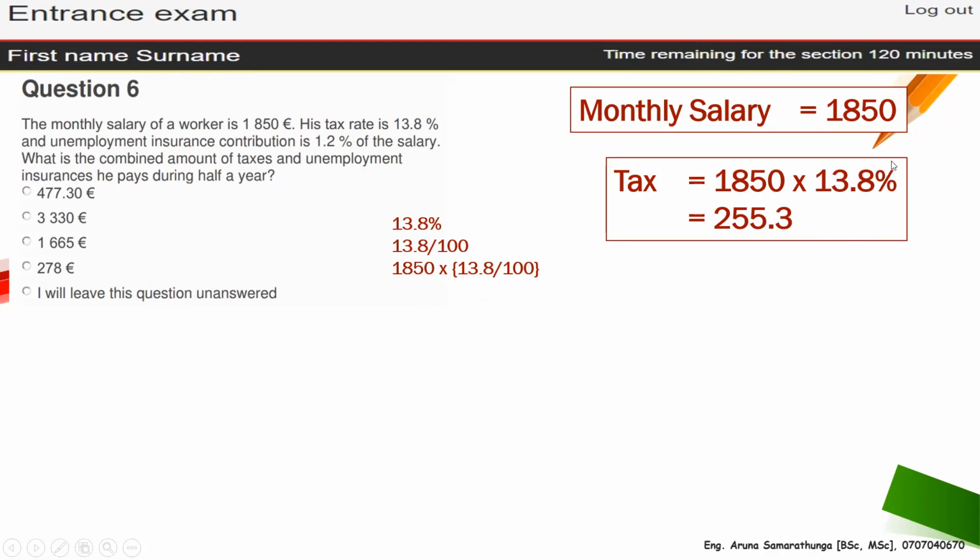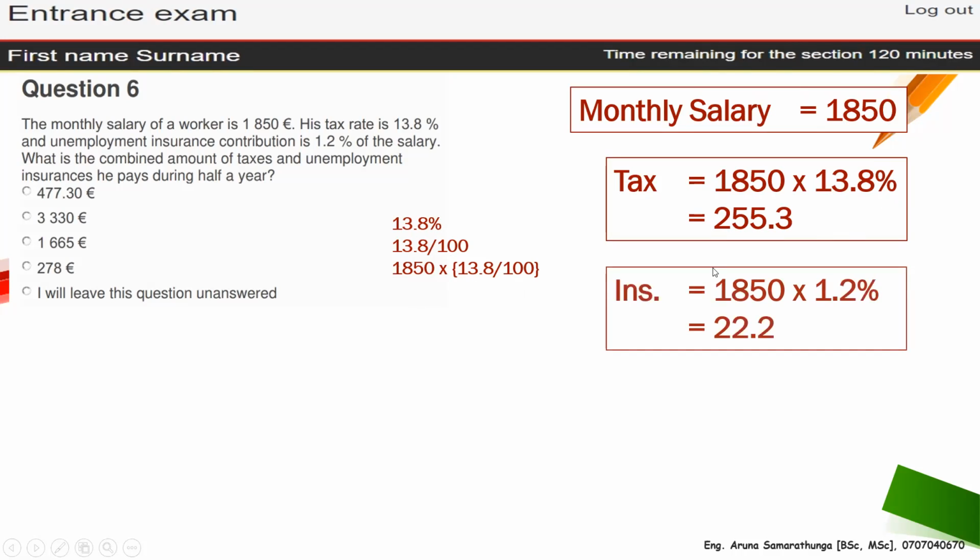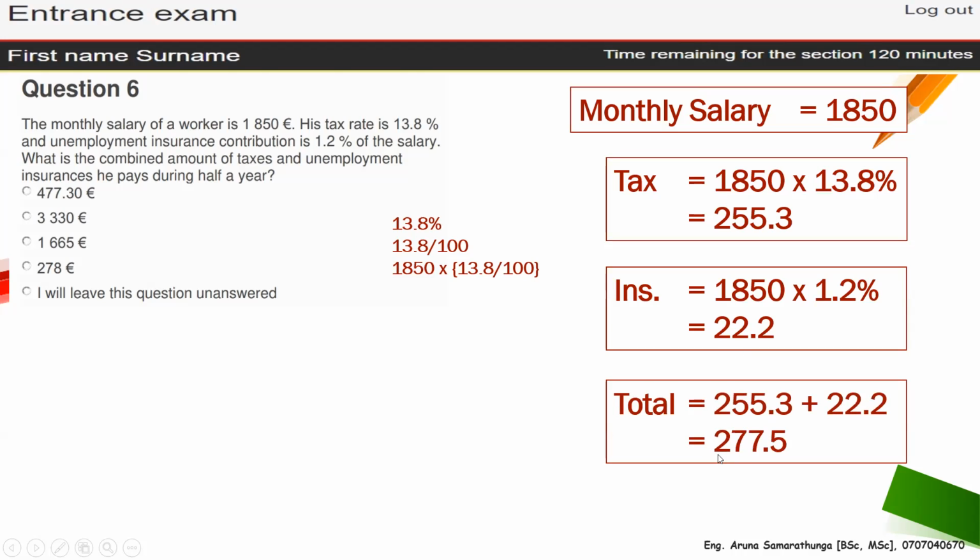There are some calculators where you can put this thing in directly, but on a normal calculator you have to do the multiplication like this. So the insurance contribution is also 1.2, the same thing. Now both things contribute 277.5, but that is not the answer, because they ask about a half year.